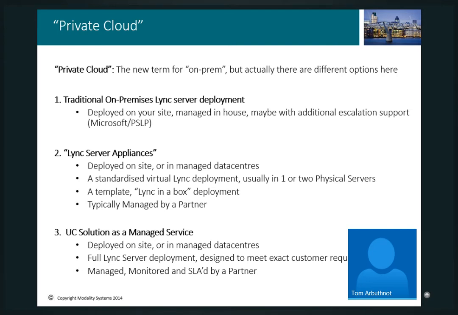The final option is essentially buying your UC solution as a managed service. And this can be both a managed deployment and an ongoing managed service. And you'll notice we talk about UC solution in this option rather than just Lync, because typically with all three options, unified communications is going to be spread across lots of different appliances that are both Microsoft and non-Microsoft. So for example, voice gateways will involve a Sonus or an AudioCodes. Hardware load balancers might be Kemp or F5.